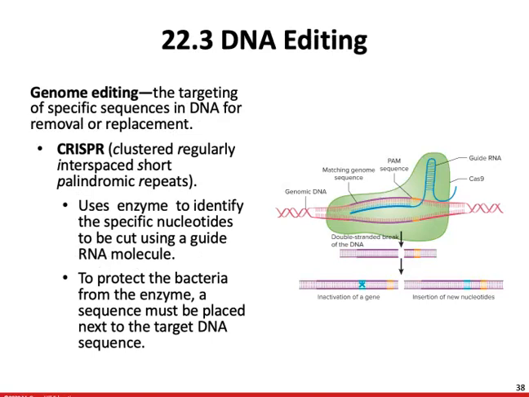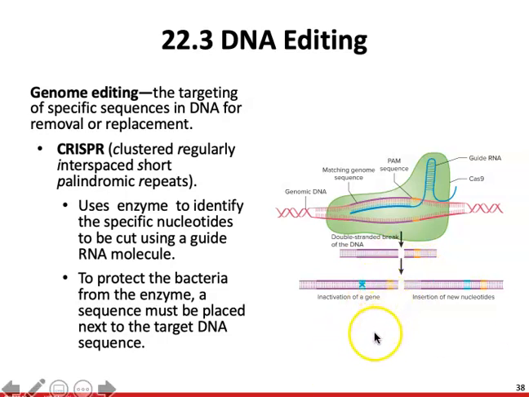So a very important part of cloning would be DNA editing, the ability to edit and change certain portions of the DNA. Genome editing is just the targeting of specific sequences in DNA for removal or replacement. A lot of times, the methodology that's going to be used is CRISPR. This is clustered regularly interspaced short palindromic repeats. This uses a specific enzyme, the Cas9 enzyme, which is going to identify specific nucleotides that are going to be cut out using a guide RNA molecule.